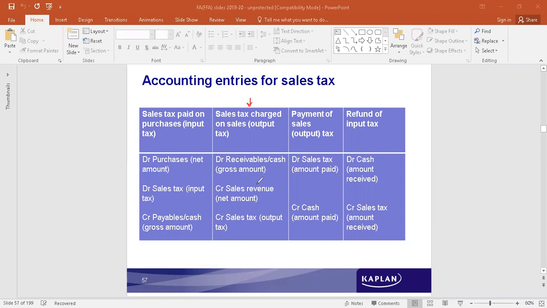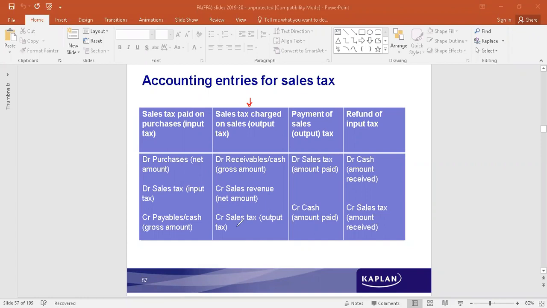Let's say if it is 120, 100 would be revenue for the business, 20 is a liability, because though it is collected from the customers, it has to be paid to the government or the tax authorities. So the journal entry is receivables or cash amount if it is already collected in the form of cash, to sales revenue, to sales tax.